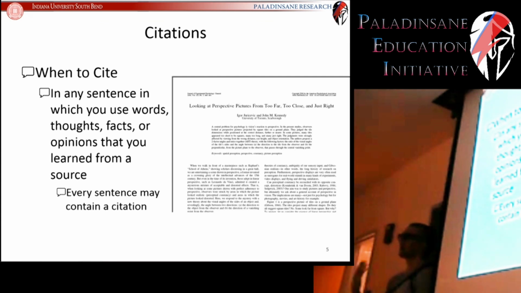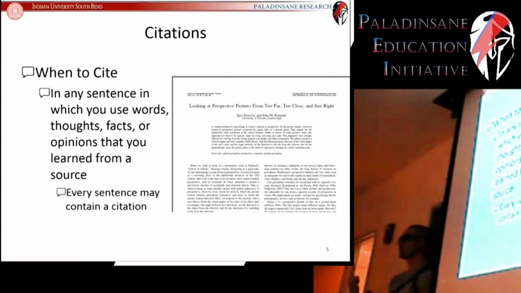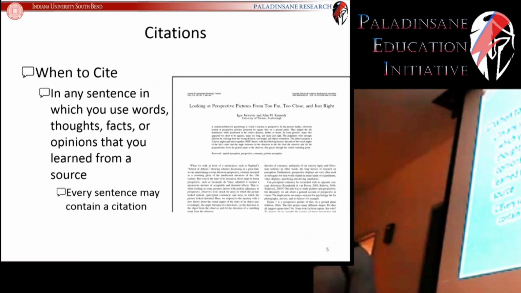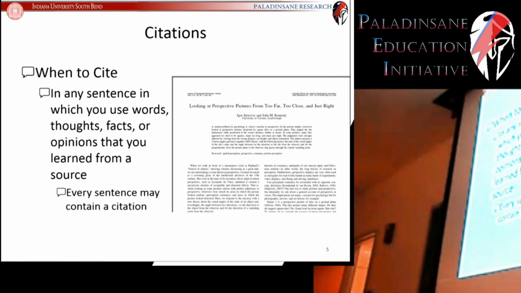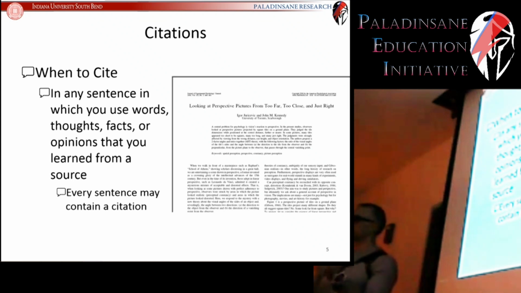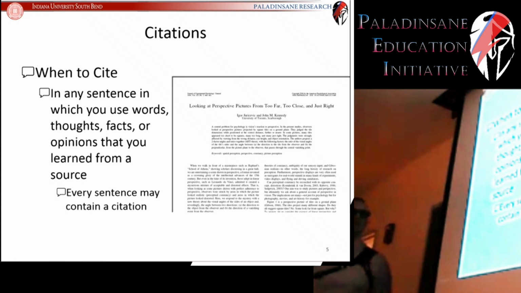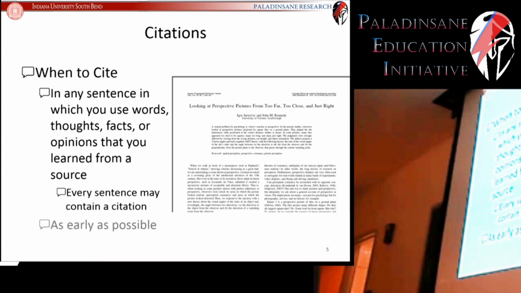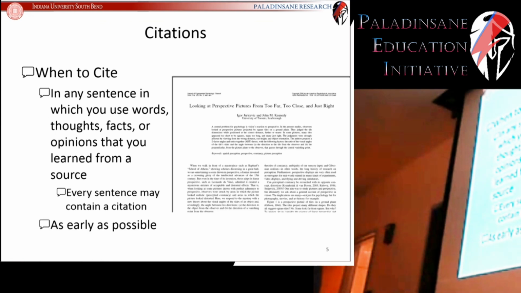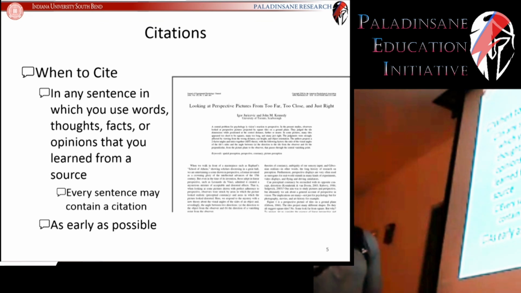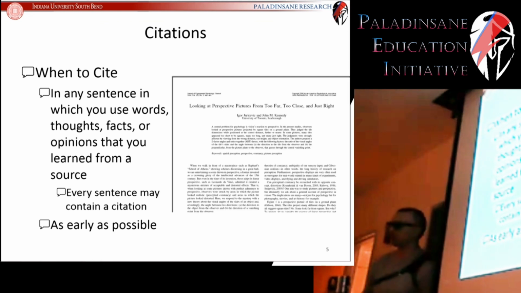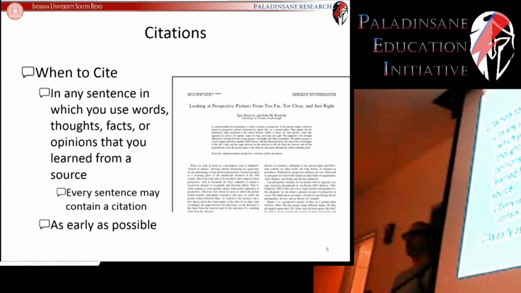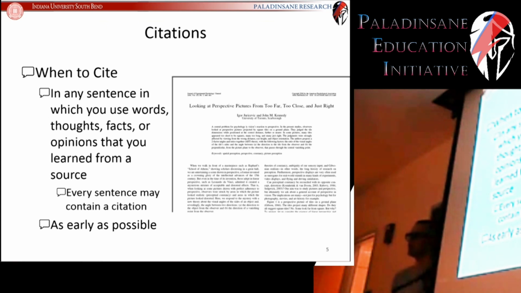It could be that every sentence in a paragraph gets cited simply because every sentence in the paragraph is not common knowledge, every sentence in the paragraph is not your own idea, therefore you need to cite it. So be sure, again, that anytime you write a sentence that is somebody else's idea and is not common knowledge, you provide a citation for that sentence. And then the other time to cite is as early as possible. So what this means is as soon as you make the statement, you want to cite that information.